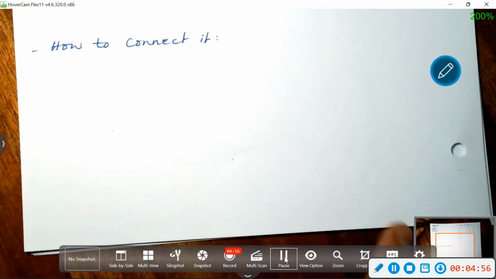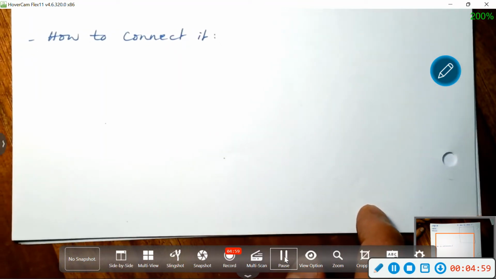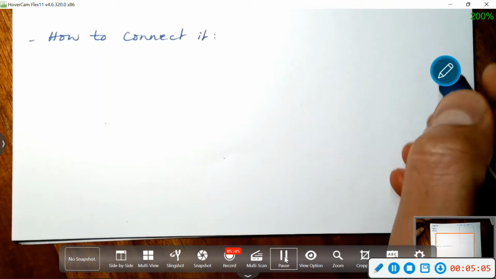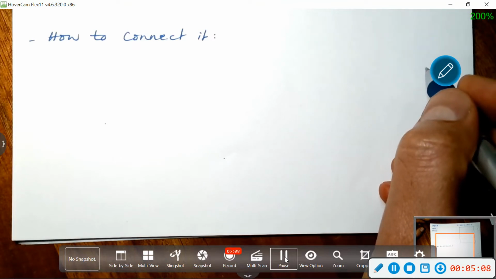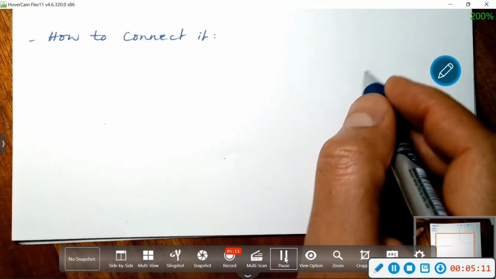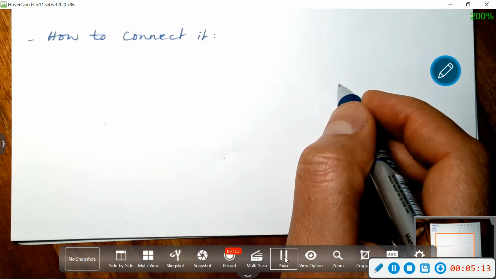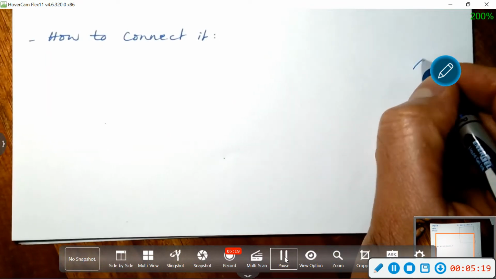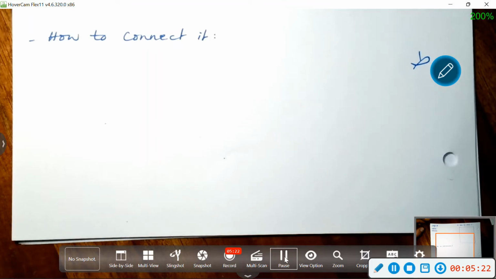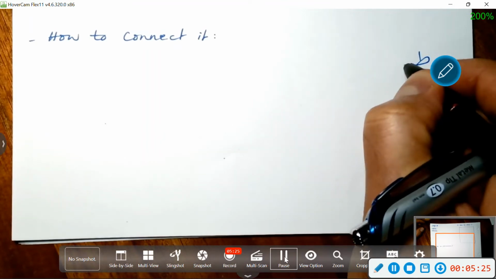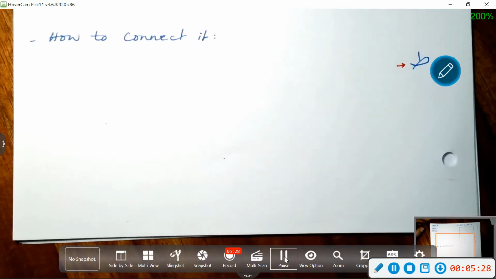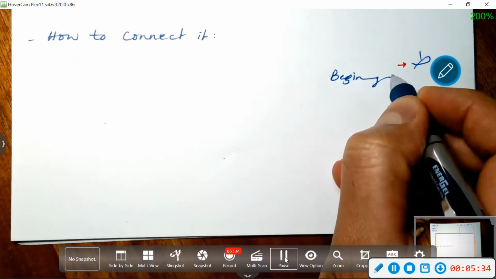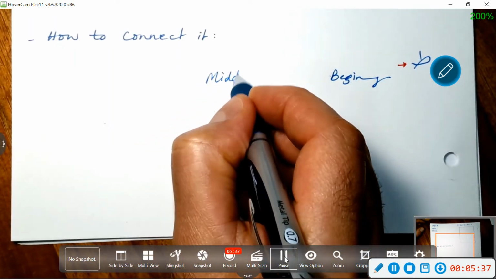Now let's see how we're gonna connect Ta. Like every other letter, or like the majority of the letters, ta can be connected from both sides. From the left, right, and from the left. Let's see at the beginning of the word, and at the middle, and at the end.